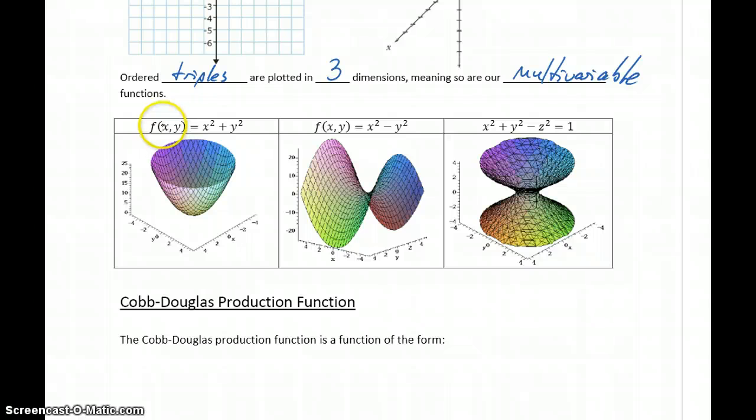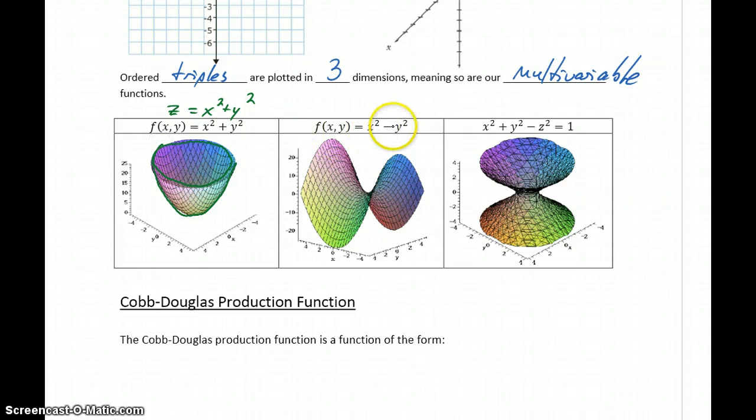So if we have a function like f(x, y) equals x squared plus y squared, which again we could similarly write as z equals x squared plus y squared, what we end up getting is something that looks like this cone shape. So since we have an x squared, we start off with the general shape of a parabola, but then since it's in three dimensions, that's kind of expanding out and making this cone shape.